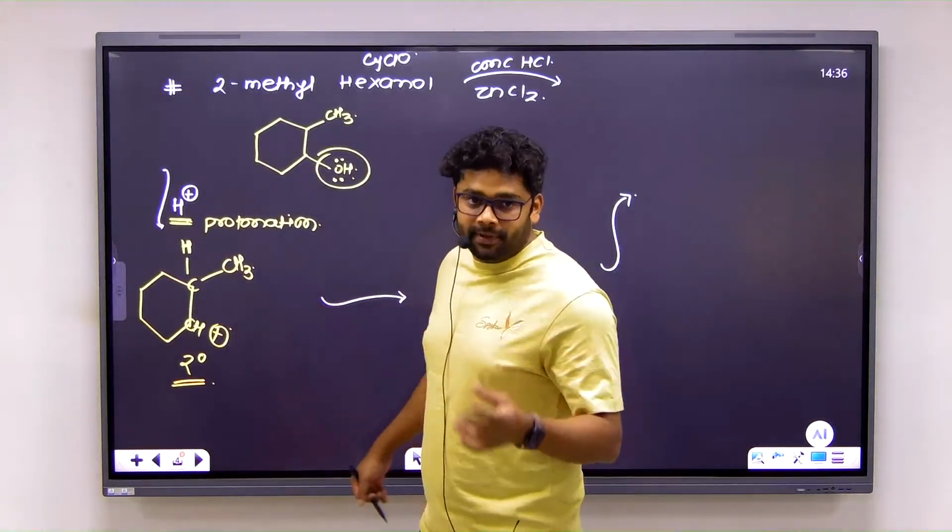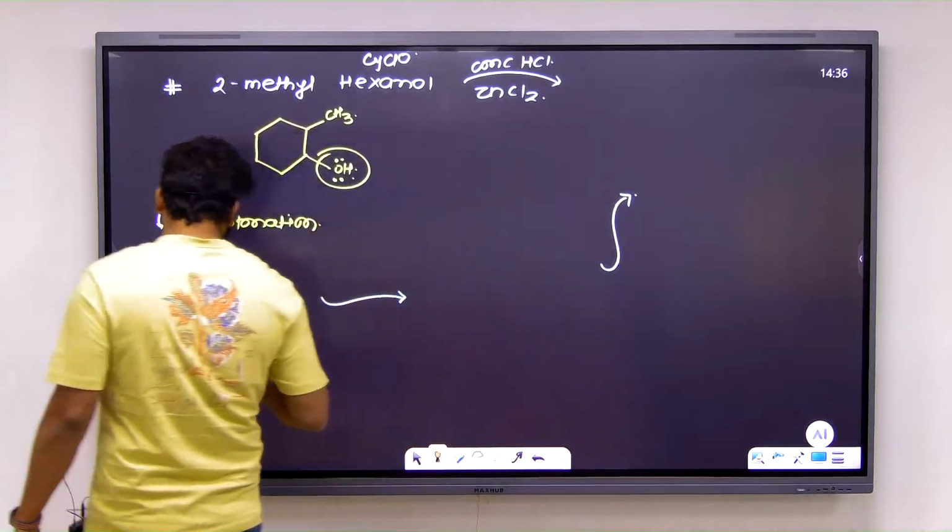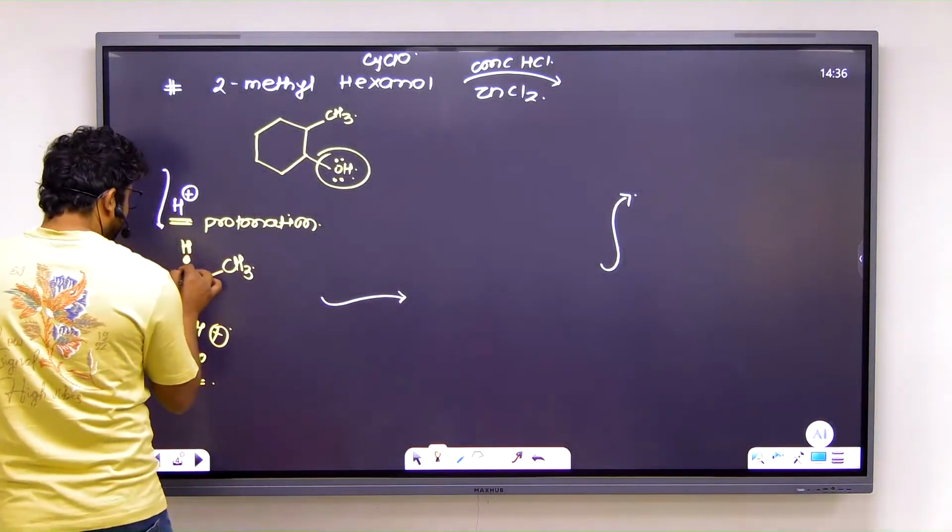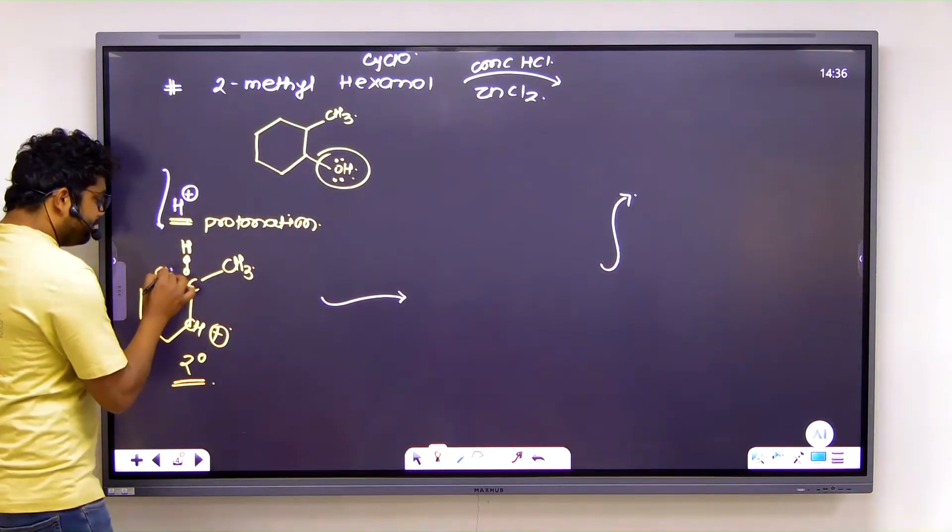CH3 is more bulky, so try to avoid shifting a bulky group. Otherwise, I have one more reason.